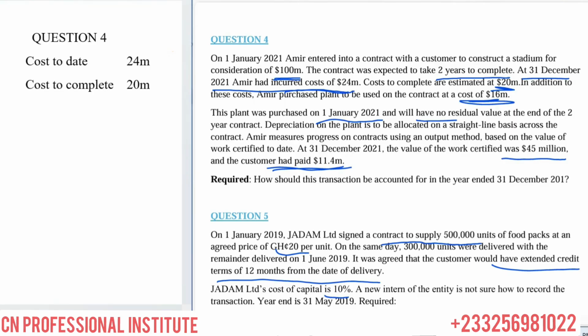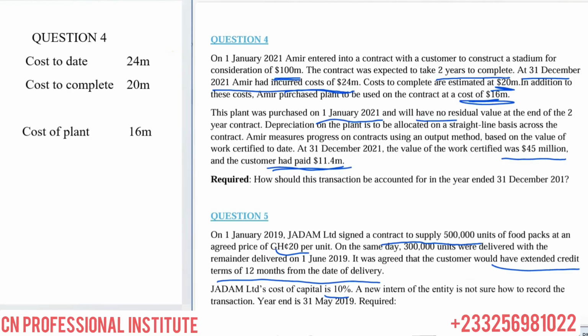What is the plant purchase? If you look at the cost of the plant, what's the cost of plant? 60 million. So the only complication here is that aside the normal cost to date and the cost to complete, the purchased plant, what do we do? This plant, we have to divide it and share it between cost to date and cost to complete. That's all. We share it based on depreciation. Are you following?